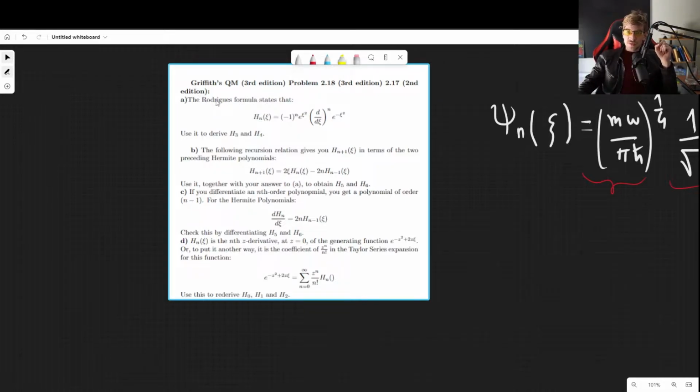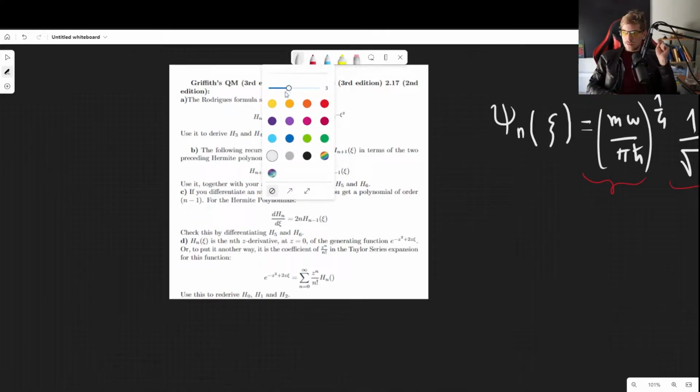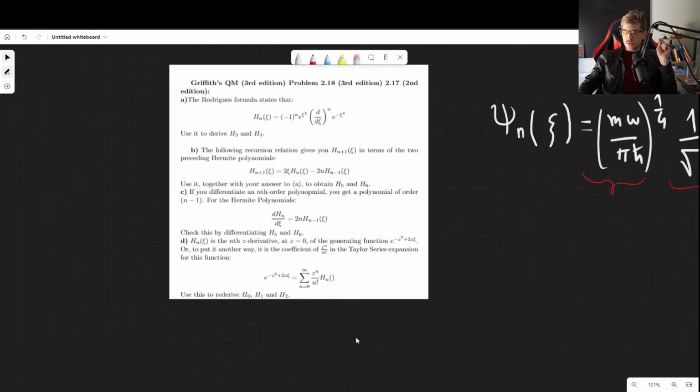Now, the Rodrigues formula states that the nth Hermite polynomial is the same as taking (-1) to the nth power, multiplying by e to the xi squared, and then taking the nth derivative with respect to xi of e to the minus xi squared. And we can use that to derive H_3 and H_4. Now that sounds like a mouthful, but that's actually not difficult at all. So let me show you how we can do that.